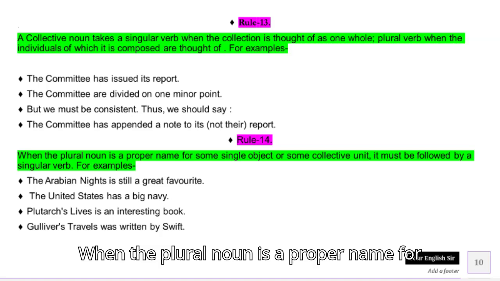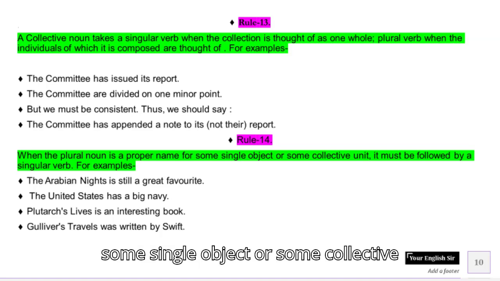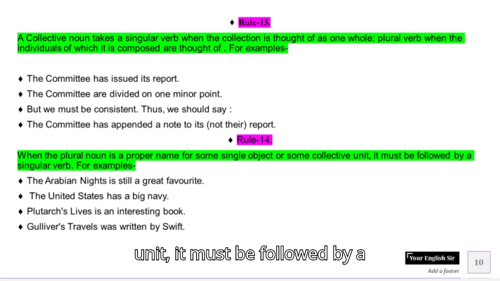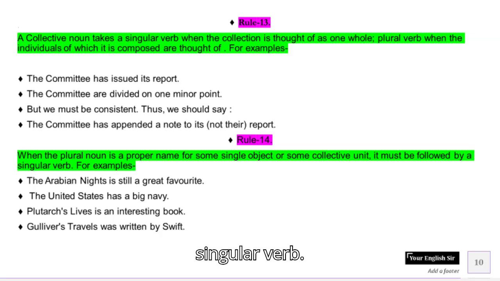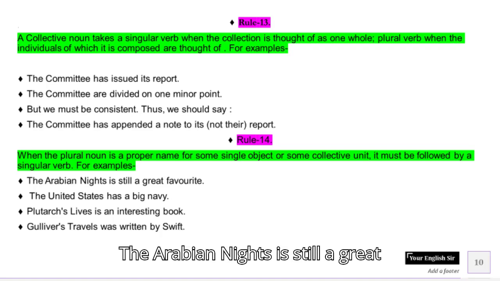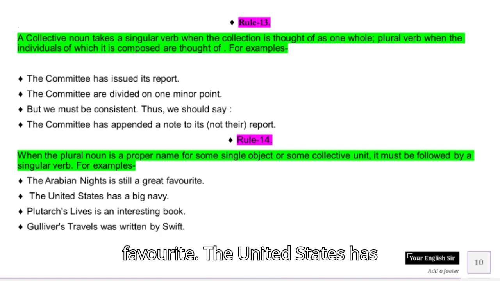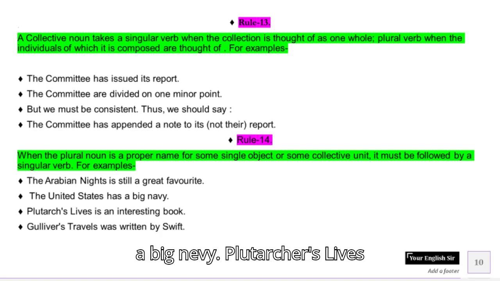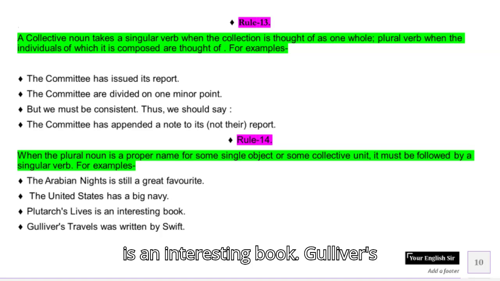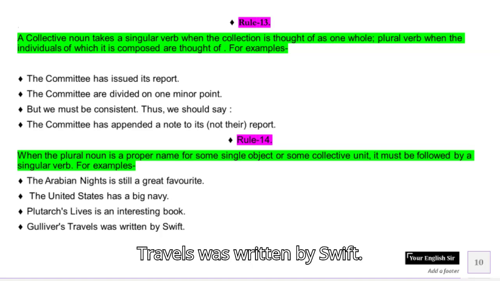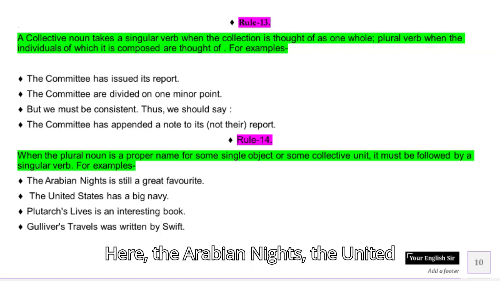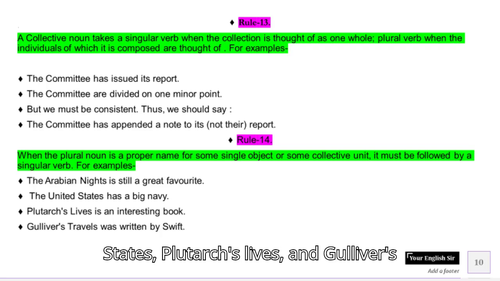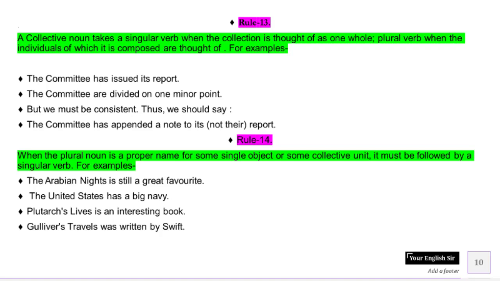Rule 14. When the plural noun is a proper name for some single object or some collective unit, it must be followed by a singular verb. For examples. The Arabian Nights is still a great favorite. The United States has a big navy. Plutarch's Lives is an interesting book. Gulliver's Travels was written by Swift. Here, the Arabian Nights, the United States, Plutarch's Lives and Gulliver's Travels are proper names.